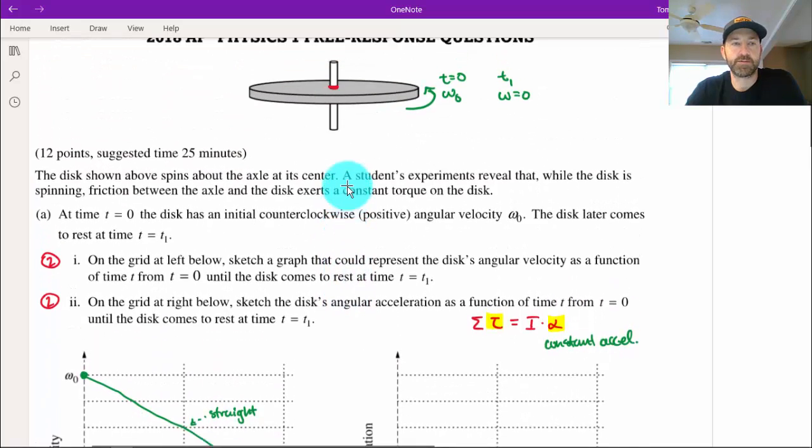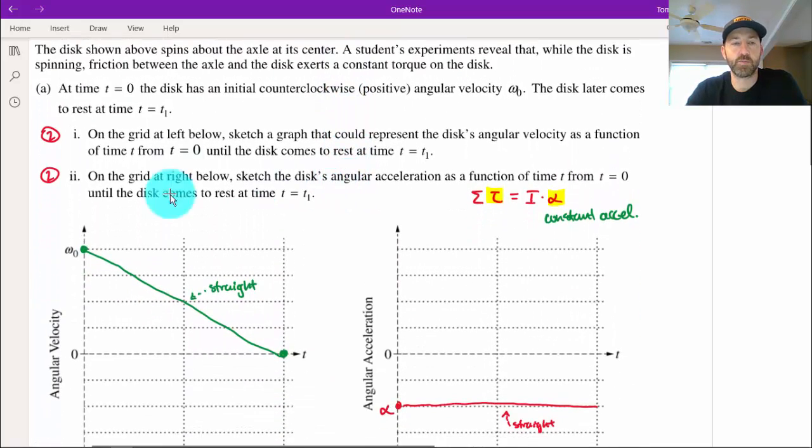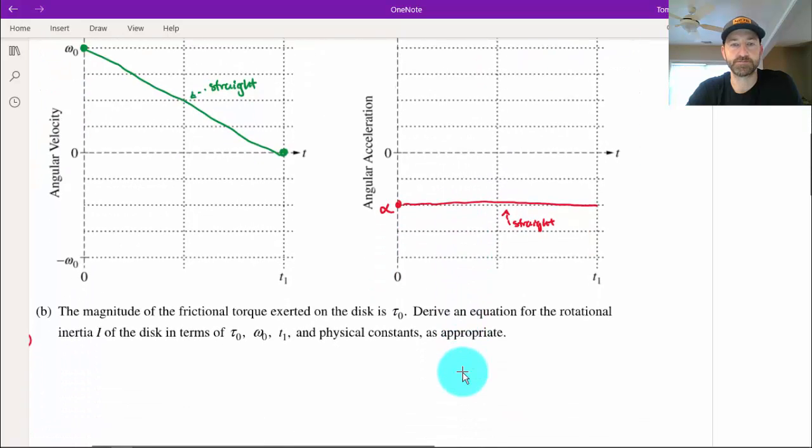Now, that kind of wraps up part A. Part A was worth 4 points total. For A1, you get a point for having some sort of graph that goes from omega naught down to 0, and you get a second point for it being a straight line. For part 2, I can't remember exactly what you get the 2 points for. Pretty sure you get a point for having it be a negative acceleration and a point for it being a straight line. I think those are the 2 points. But 4 points out of 12, that's a third of the points just for drawing a couple lines. It's pretty good. So it's always important to remember how to visualize these graphs.